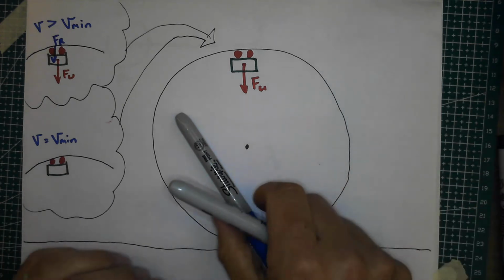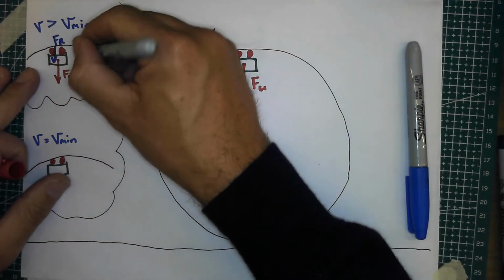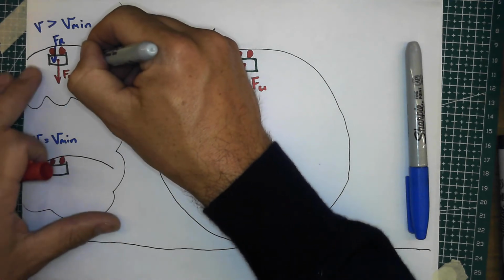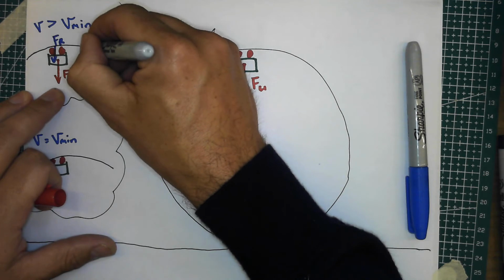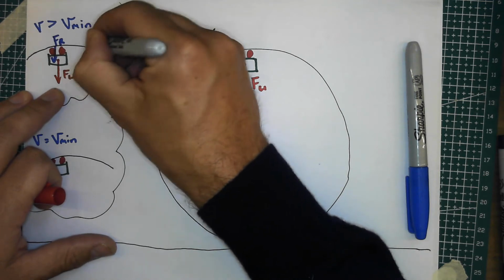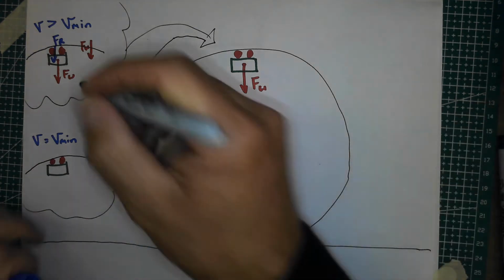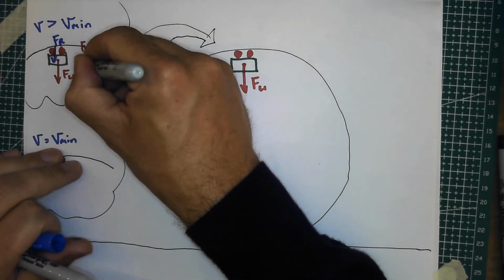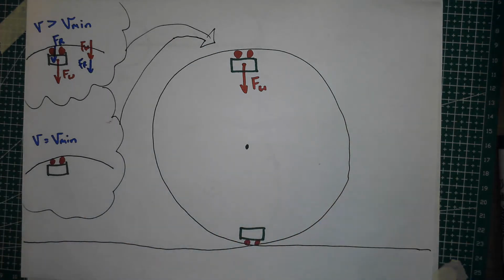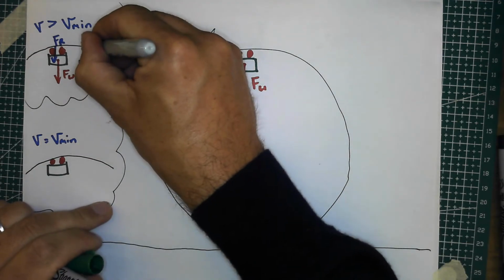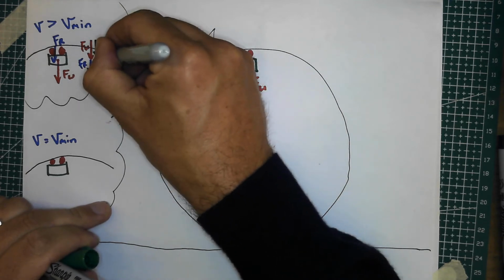And just like in the banked corners and conical pendulum scenario, we can find the size of the centripetal force by adding these two together. If we have the weight force and we add to it the reaction force, then the centripetal force is the sum, or the total, of those two forces.